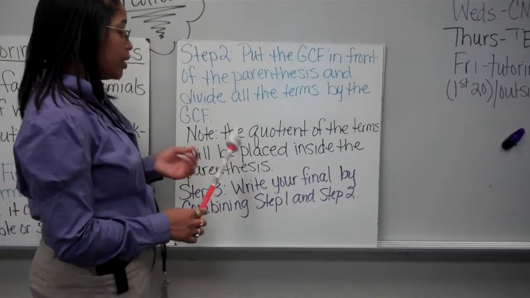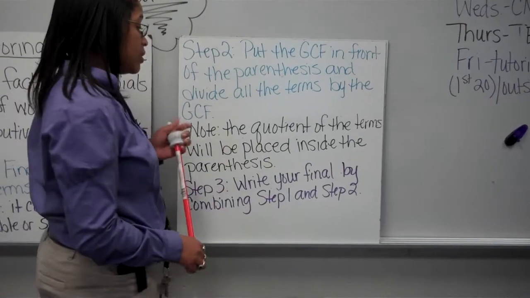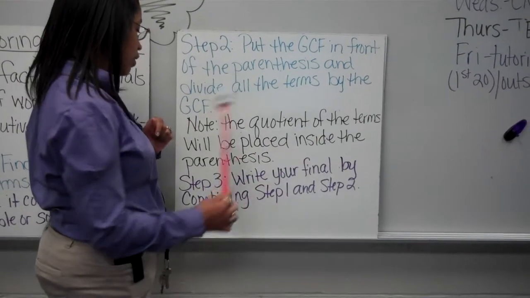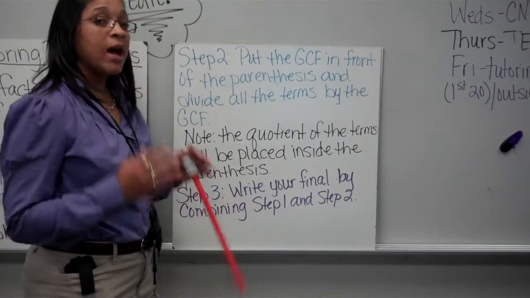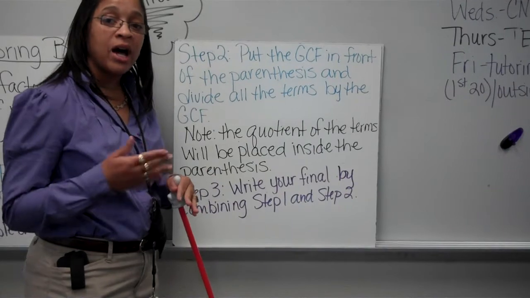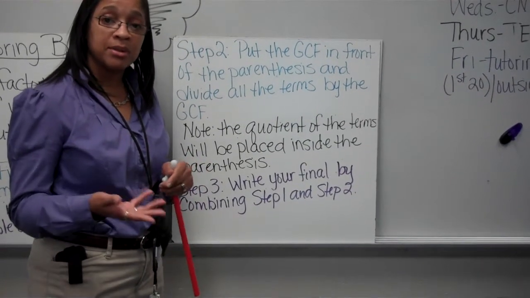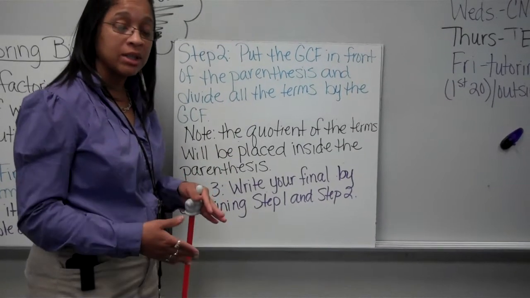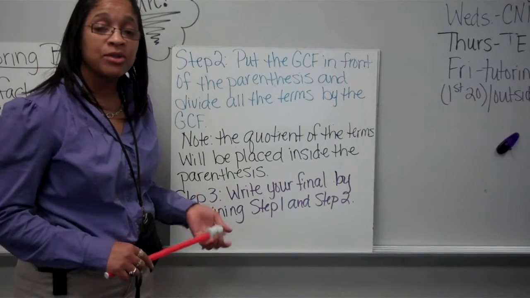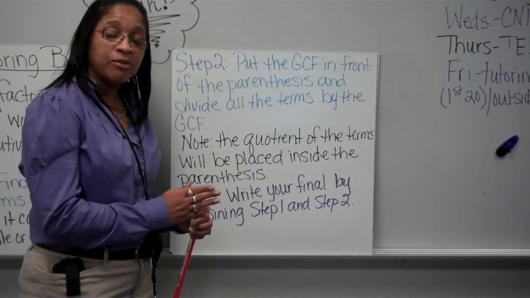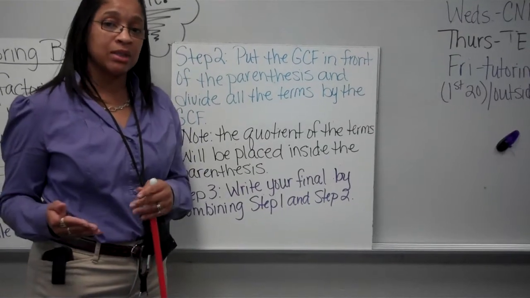One thing to note about this step, and I'm going to tie it all together with some examples, is that the quotient of the terms will be placed inside the parentheses. So after you find your GCF and you divide each term by your GCF, the answers that you get are left in the parentheses. And step 3 is just to write your final answer, putting your GCF in front of the parentheses and the quotients of the terms inside the parentheses.